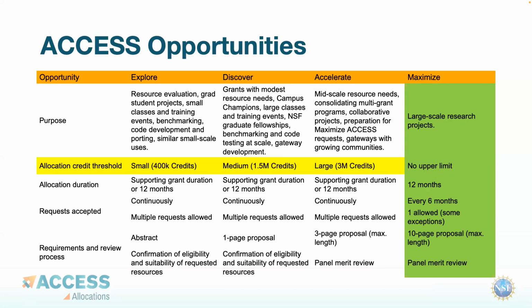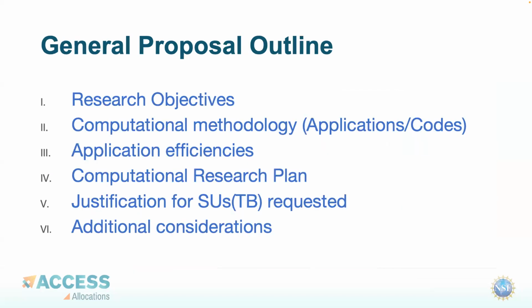But let's talk about Maximize. These are large-scale research projects. These are going to require multiple documents: CVs, my proposals, a scaling code performance document. These are renewed once a year. We're moving into a biannual submission period instead of quarterly as we have done in the past. And they have a panel merit review of these proposals.